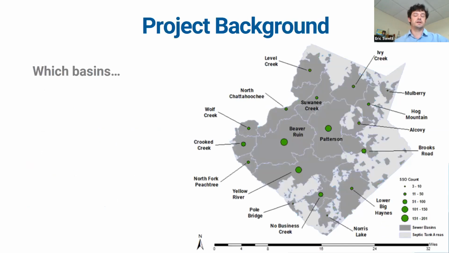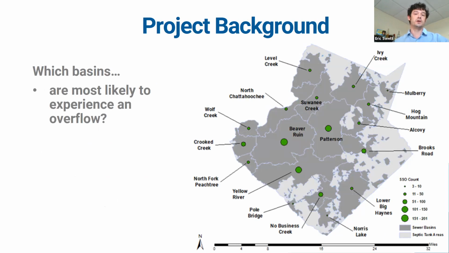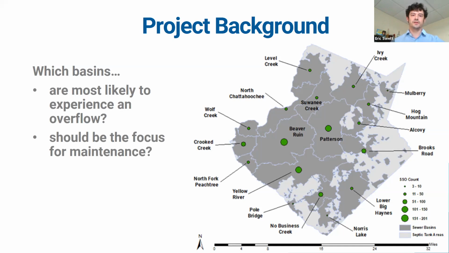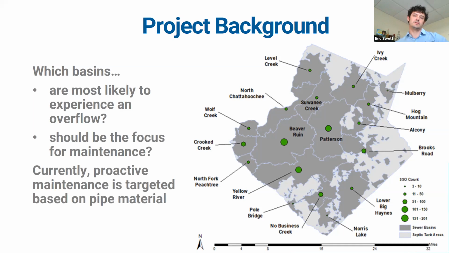So for this project, I wanted to figure out which basins are more likely to experience an overflow. What was really nice was to be able to group these sewer overflows by basin and plot them on the map here. So we have about 18 sewer sheds. So it was really easy to see where we have most of our problems. So that was great. The other thing I wanted to look at was, well, which basin should we focus more of our maintenance on? So that was really good to do this visual assessment.